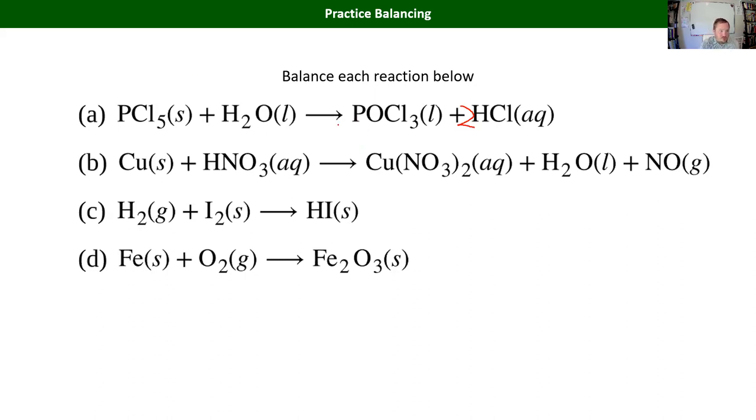Right, because it's just like an equal sign, like I said. So if it's balanced, anything you do to the left-hand side, you can do to the right-hand side. And that includes dividing your coefficients by the same number. So if you balanced it and you came up with 2, 2, 2, and 4, that's not wrong. It's just not as right as it could be. It would be better if it was 1, 1, 1, 2.